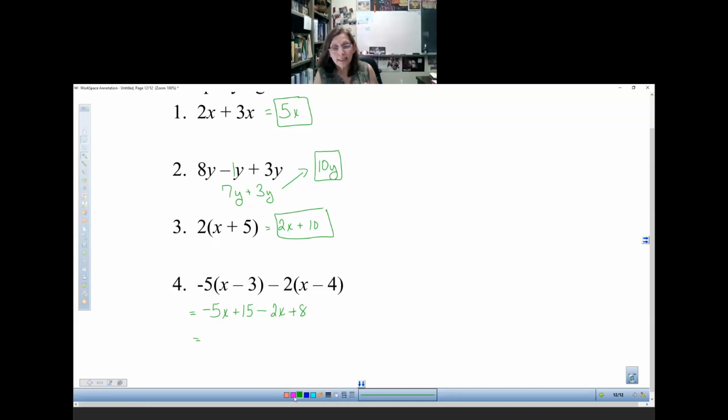And now we're going to collect together our like terms. I have these 2 guys. I like to color code these. Sorry about that. So these 2 guys, -5 and -2, go with my x's, and so I have a -7x. And then I have these 2 numbers that I can add together, 15 plus 8, whatever the operations here, I do those, and this is going to give me +23. And that is my final answer in all of its glory.